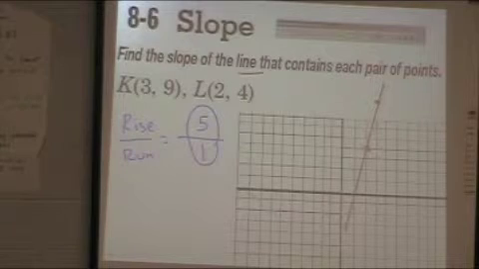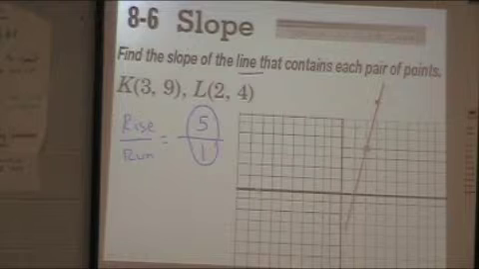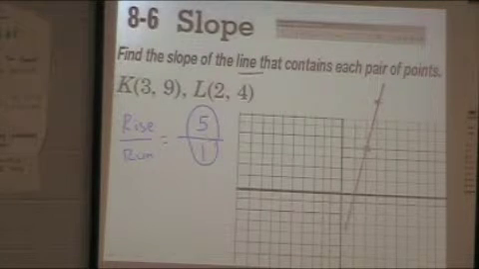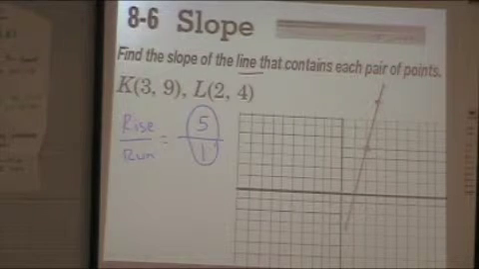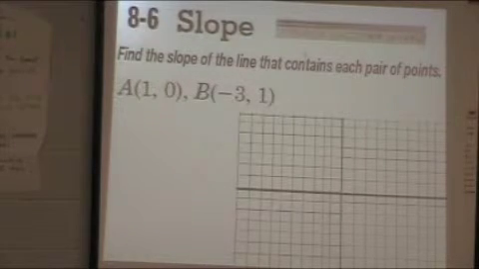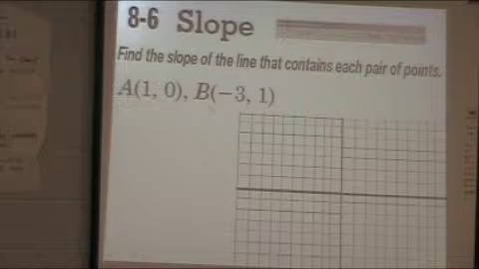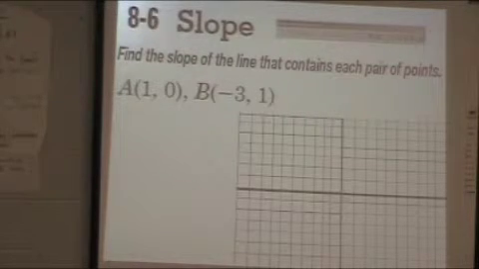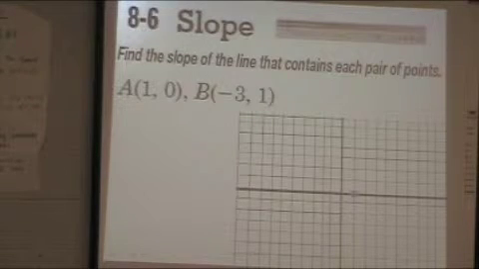Remember, you have to express slope as a ratio. And what's a ratio? A fraction. So we expressed our slope as a ratio, a fraction. Okay? So let's look at the next one. The next one says, find the slope of the line that contains each pair of points. So we got to plot these 2 points on the graph. 1, 0 means I go right 1 and stay put. The point negative 3, 1 says I go left 1, 2, 3 and up 1.